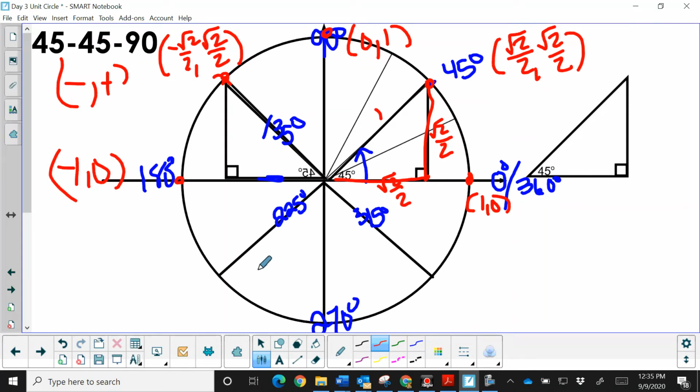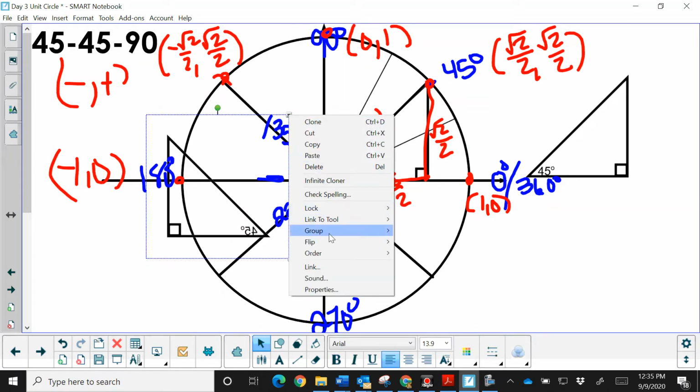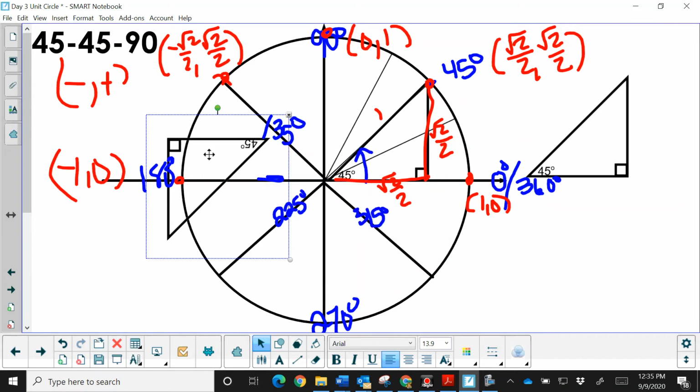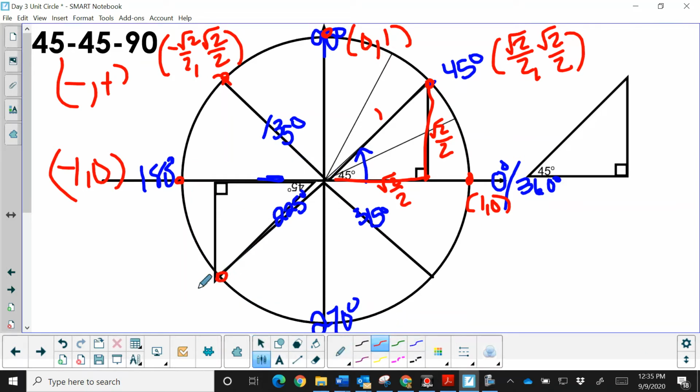Let's hit 225. For 225, I'm going to take our 45-degree triangle and flip it down, and that creates this position. Well, what's this position? Let me grab my red pen. We know that in quadrant 3, both signs are negative. So that's going to be negative square root of 2 over 2, negative square root of 2 over 2. So those are the ordered pairs for the 225 degree angle. Both are negative root 2's over 2.